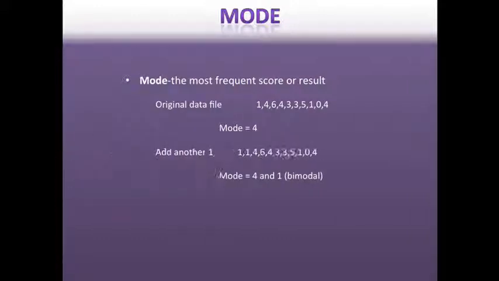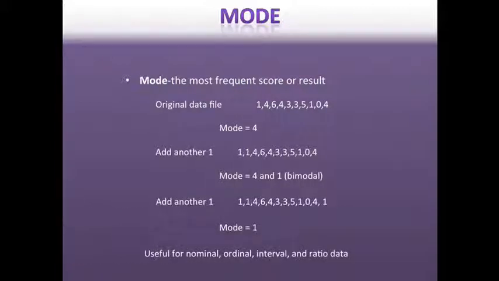All right. Now, if you add another 1, then you have an equal number of 4s and 1s. So you have 3 of each. All right, and that's called bimodal. That means that there's actually 2 modes in that set of data. And then if you add another 1, well, then there become 4 1s in that data set, and then the mode becomes 1. Now, you can measure modes for any type of data. So you could do it for nominal, ordinal, interval, or ratio data. So it's a generally applicable measure of central tendency. You can use it for any type of data you collect.